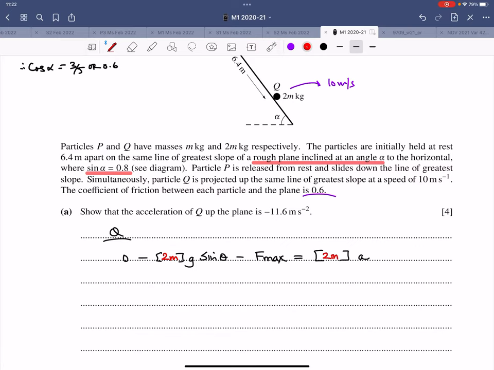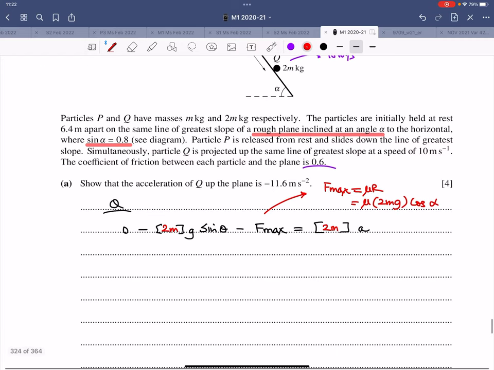F max. F max is mu R. That is mu and 2mg cosine alpha. So it's not theta, it's alpha. So let me get this straight. Therefore, this is alpha over here. Now let me rewrite this equation.